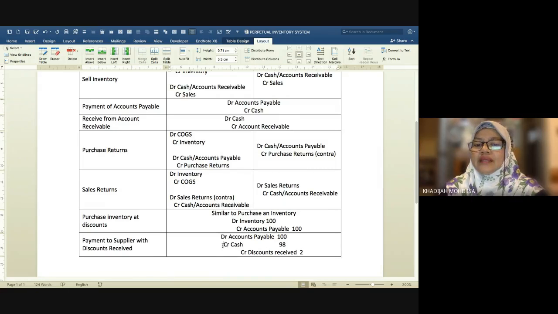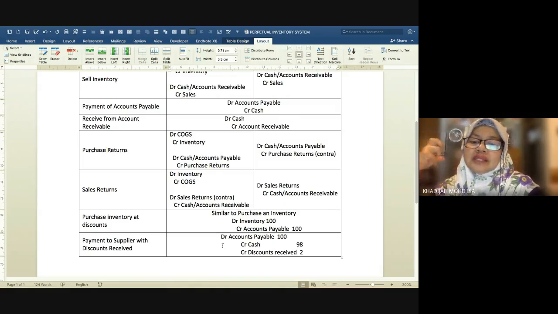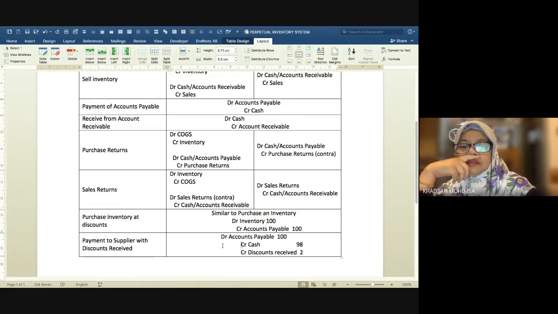So if you look at here, your credit side is 98 plus 2 is 100, which is the same as your debit side. So discount received is 2. You have to record that as a discount received. Why do you think that the discount received must be credited? How do you see discounts here? Is it an income or is it an expense to you, when you receive discounts from your supplier?